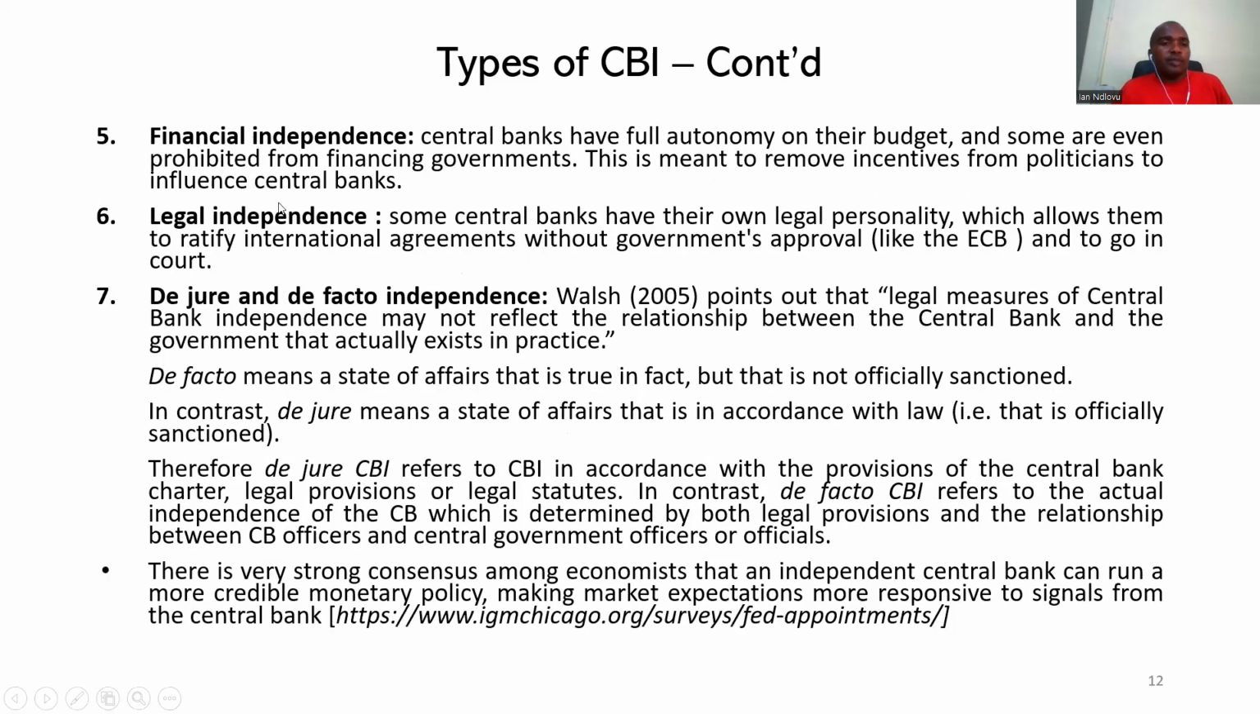And then there is the aspect of financial independence. Central banks have full autonomy on their budgets, and some are even prohibited from financing governments in what are known as quasi-fiscal activities. So central banks in many jurisdictions are not permitted to receive incentives from politicians or to give incentives to politicians, because it can be the other way around.